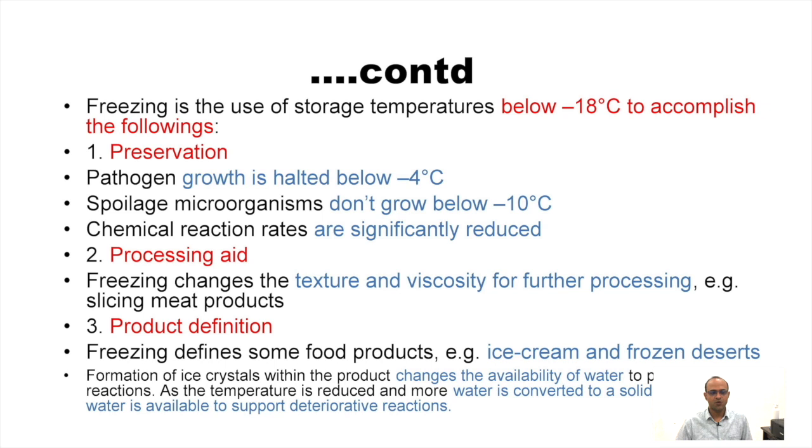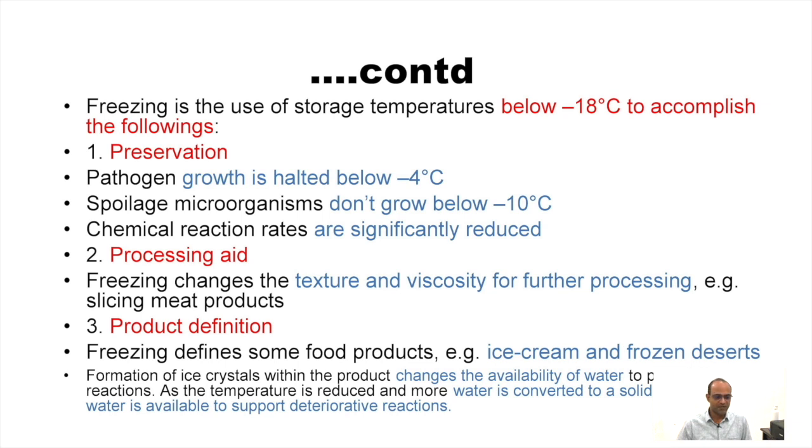Freezing is the use of storage temperature below minus 18 degrees Celsius to accomplish preservation, processing, and some product categorization or product requirements are meeting this particular food freezing aspect. For example, pathogen growth is halted below minus 4 degrees Celsius. Spoilage microorganisms do not grow below minus 10 degrees Celsius. The chemical reaction rates are significantly reduced at lower temperatures. So all these aspects ensure the preservation of the food.